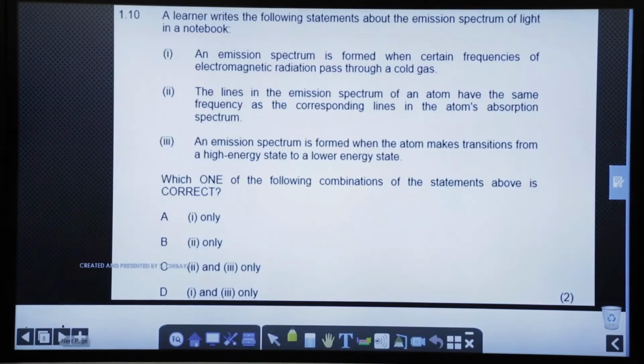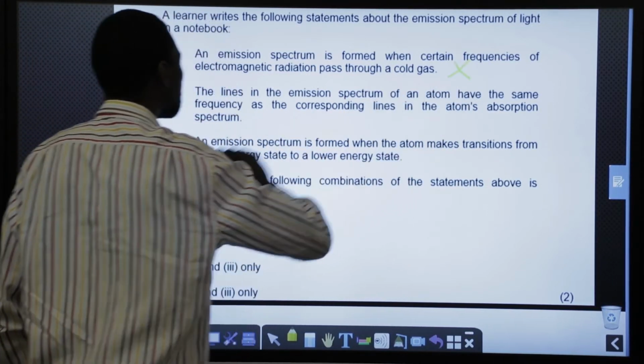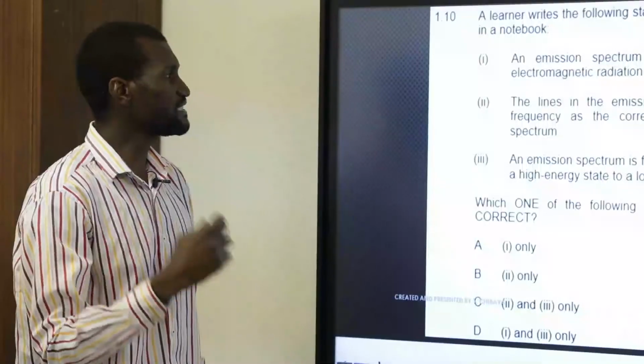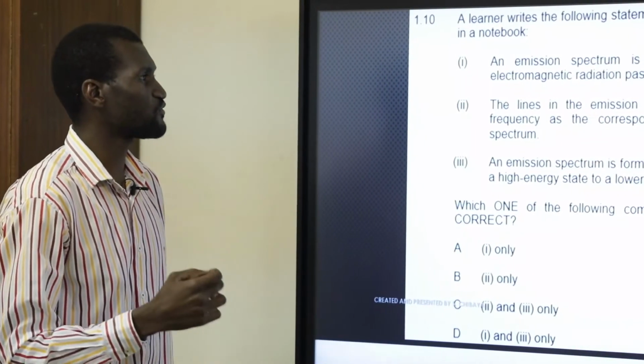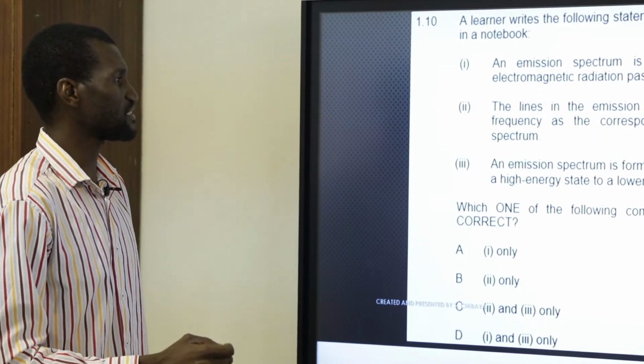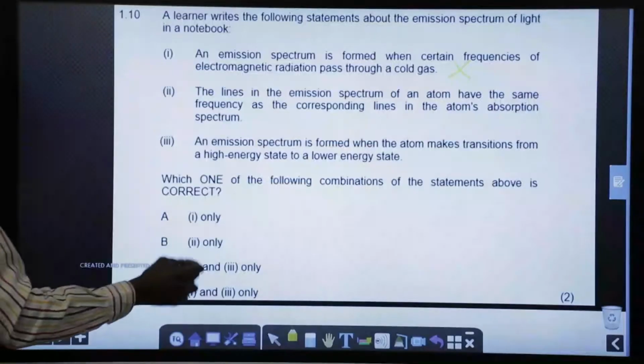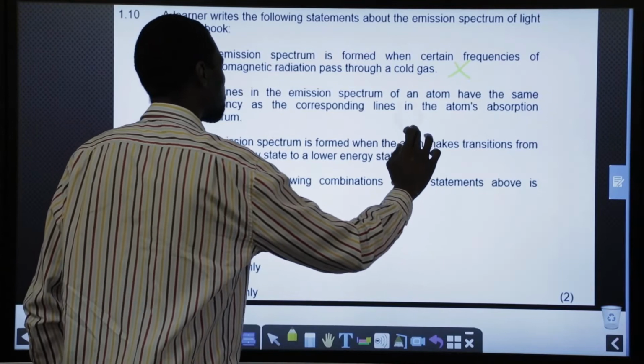Okay, now, here is a question. Elena writes the following statements about emission spectrum of light. I gave this question so that we can be clear on what emission spectrum is. An emission spectrum is formed when certain frequencies of electromagnetic radiation pass through cold gas. This one is incorrect. The lines in the emission spectrum of an atom have the same frequency as the corresponding lines in the atom's absorption spectrum.